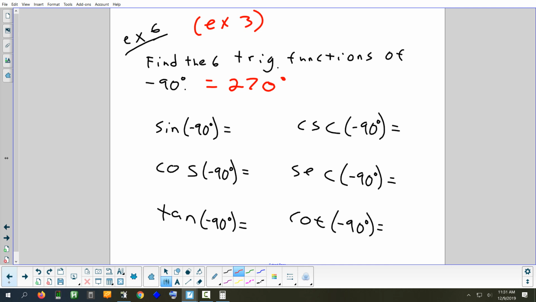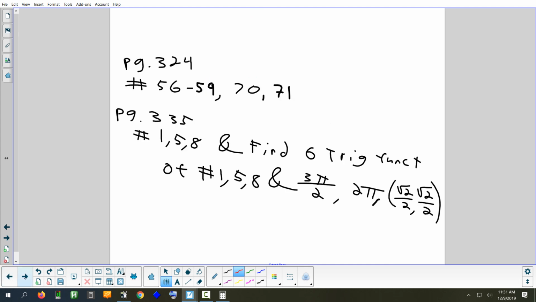Okay, so that's 6.2 part 1. For page 335 so far, just write that down. Page 335, 158. Okay, I'm going to add a few more to that. Page 335, 158.